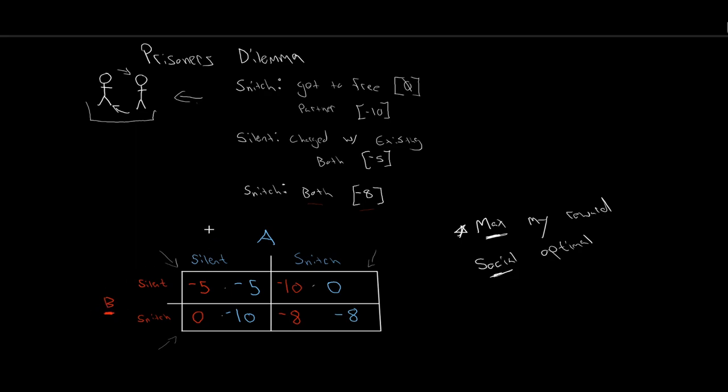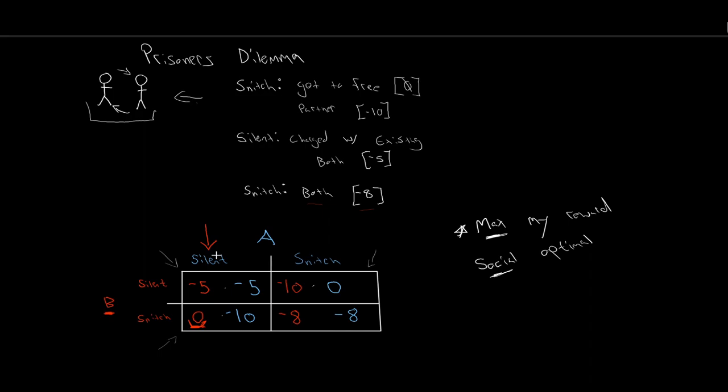I know that player A is going to be silent. If player A is silent, what is my best payoff? So player B goes, okay, I know A is silent. I'm choosing between negative 5 and 0. What do I prefer in this case? Well, I would prefer 0. So, okay, I highlight what my response is, my best response to A being silent.